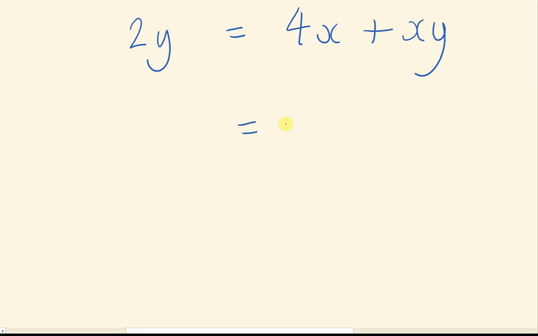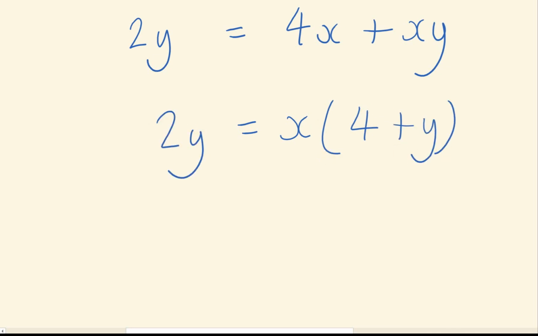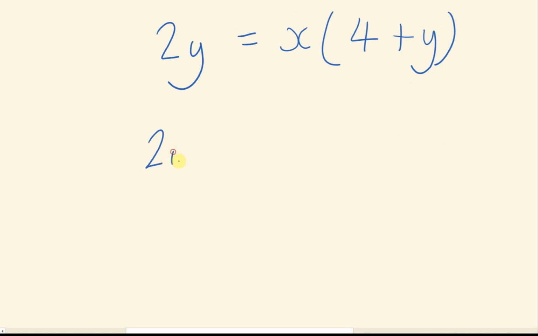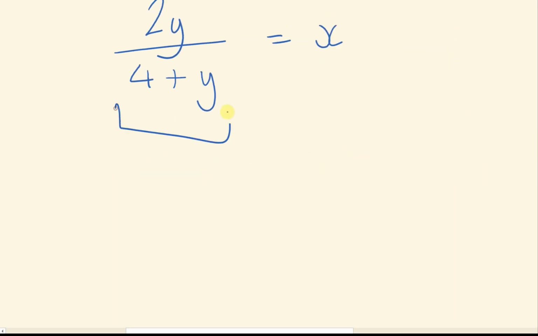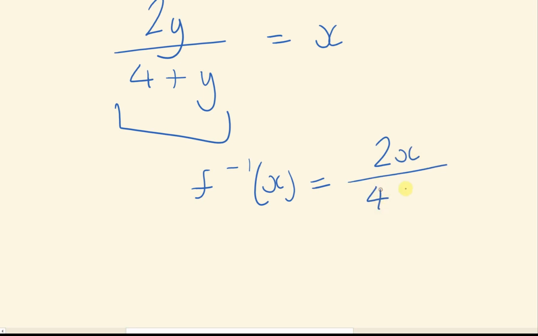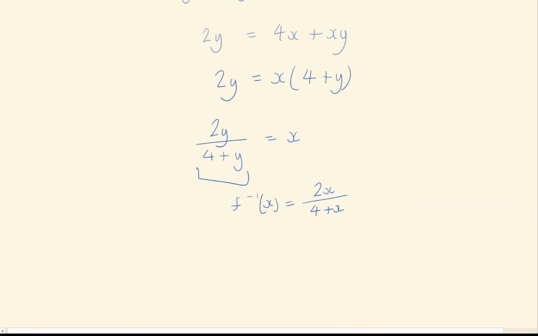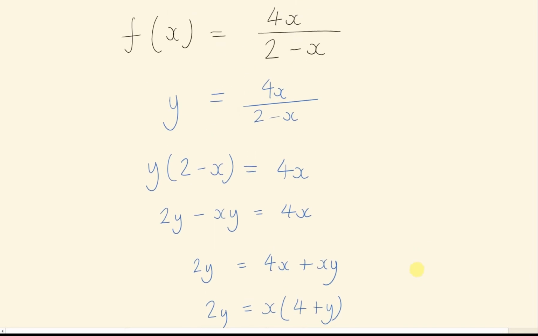We now have x appearing twice, but we can fix that by factorising it out. And then our last step, the opposite of timesing by this bunch of stuff, will be dividing by it. If we divide by 4 plus y, we're then going to be left with x by itself. And then we're done. This here is my inverse function. So f to the minus 1 of x is going to be 2x over 4 plus x. Again, zooming out to give you a look at all those steps there.